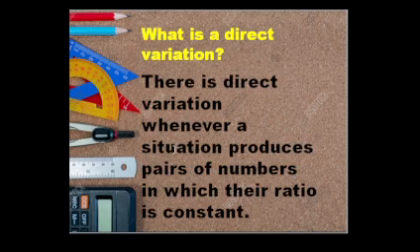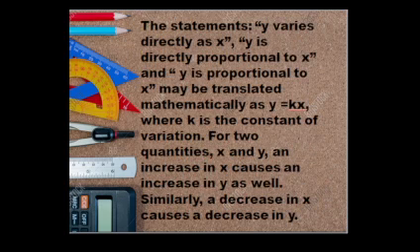Now, what is a direct variation? There is a direct variation whenever a situation produces pairs of numbers in which their ratio is constant. The statements y varies directly as x, y is directly proportional to x, and y is proportional to x may be translated mathematically as y equals kx, where k is the constant of variation.